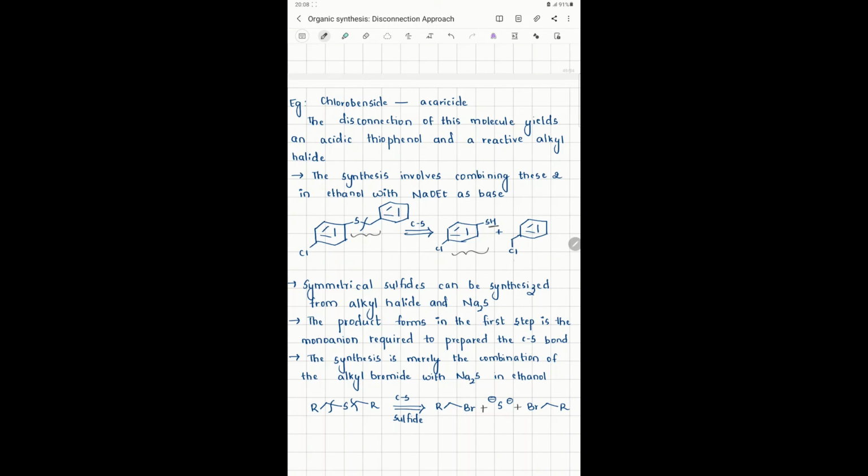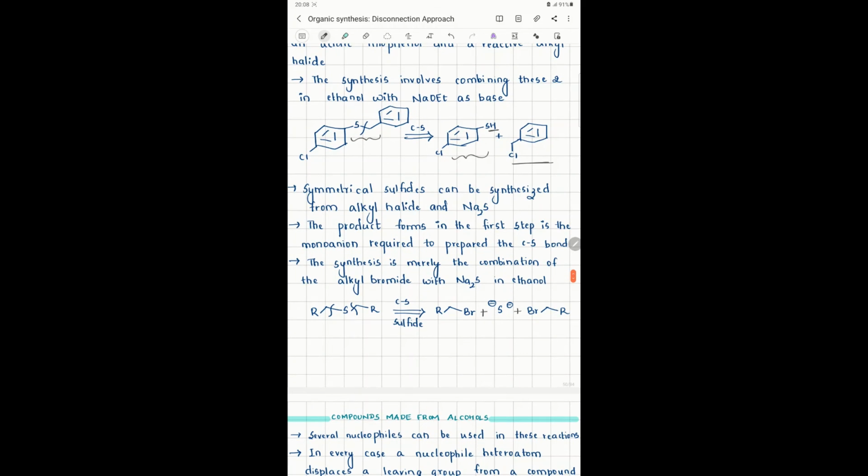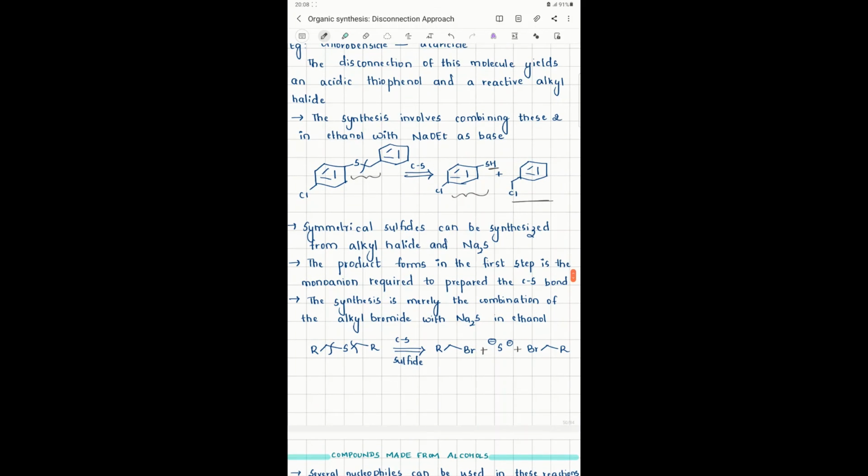The other one is called the alkyl halide system. Symmetrical sulfides can be synthesized from alkyl halides and sodium sulfide. Now before I go to this particular system, when this alkyl halide reacts with this thiophenol system, it is going to give me the target molecule, that is my chlorobenzyl system. This is when the system is unsymmetrical. Now when the systems are symmetrical, we can make use of alkyl halide system and sodium sulfide.